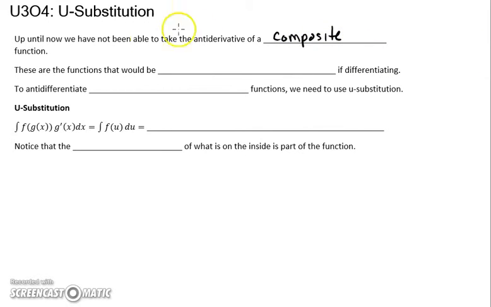Those are the functions that we would be using chain rule on if we were taking the derivative. But we're going to be taking the antiderivative, so on a composite function we're going to need to use something called use substitution. To anti-differentiate composite functions, we need to use use substitution.